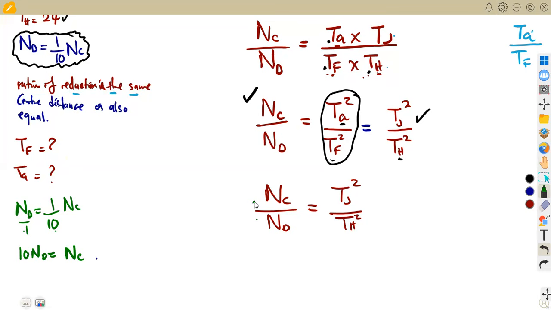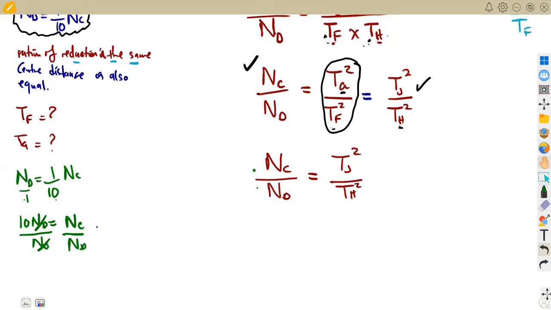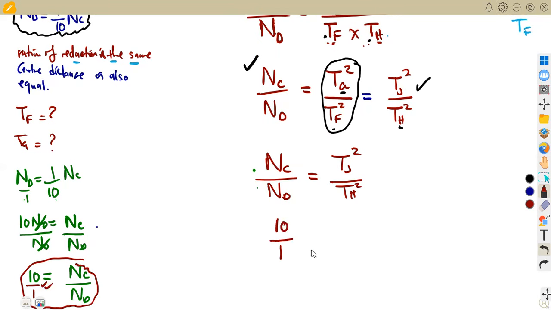So in order for us to obtain NC over ND, what are we going to do? We are going to divide by ND both sides. The moment you divide by ND both sides, you obtain NC over ND. So that means 10 is equal to NC over ND, which simply means 10 is the same as 10 over 1. So where there is NC over ND, I'm going to use 10 over 1. So here I'm going to have my ratio of NC over ND as 10 over 1, which is equal to TJ. Do we have this? We do not have this.